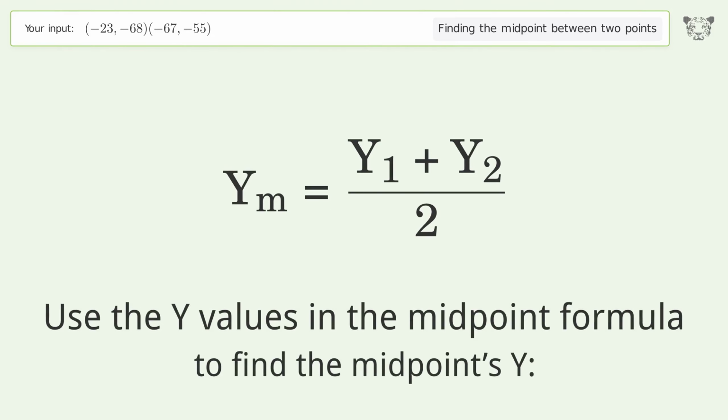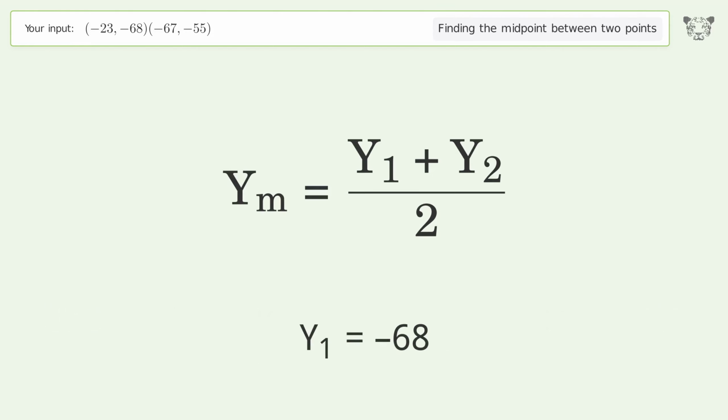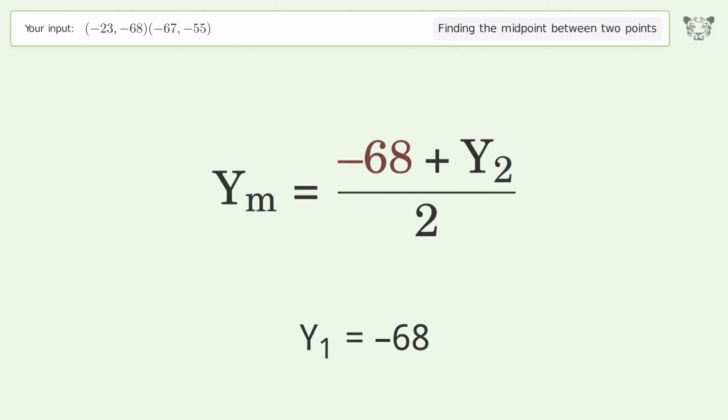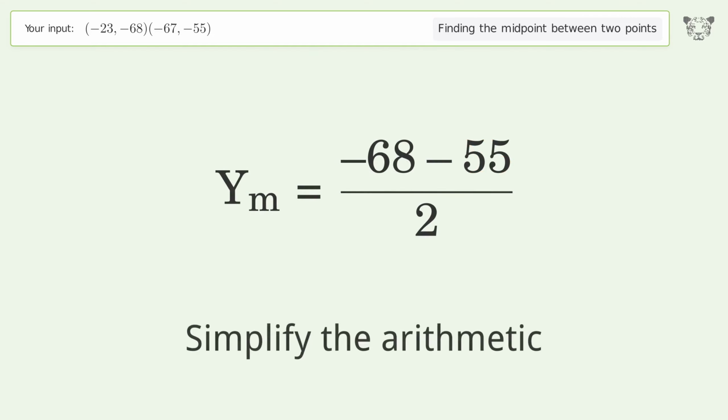Use the y values in the midpoint formula to find the midpoints y. y1 equals -68. y2 equals -55. Simplify the arithmetic.